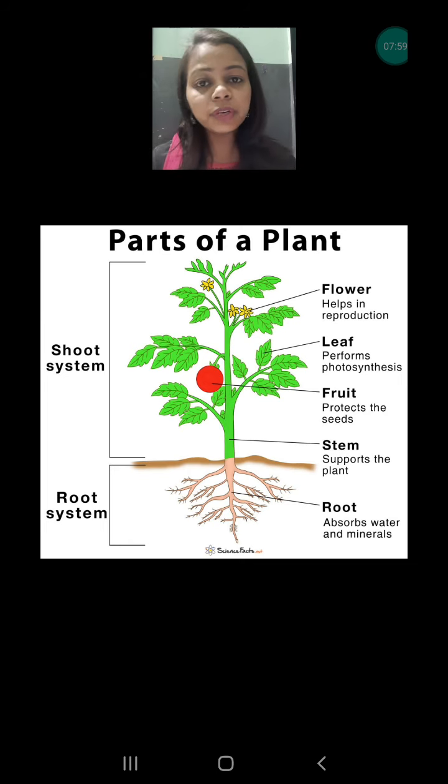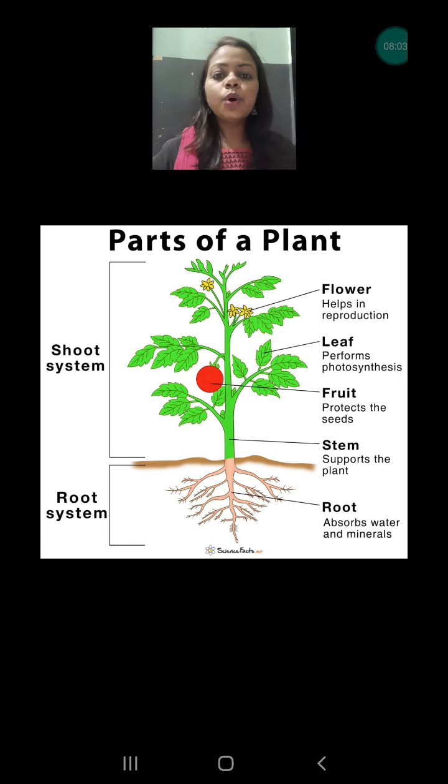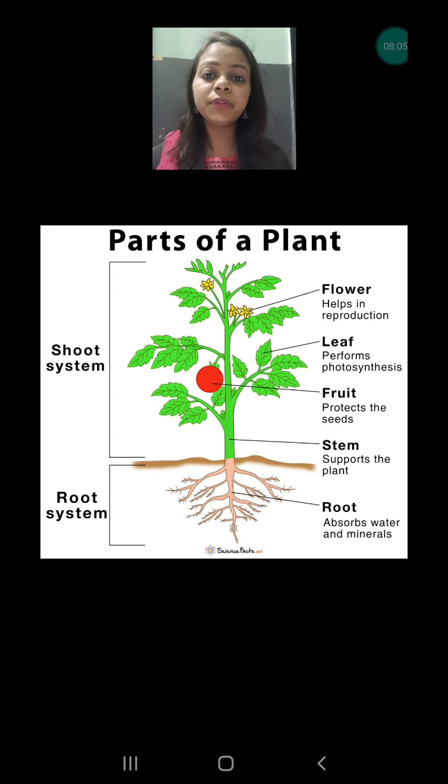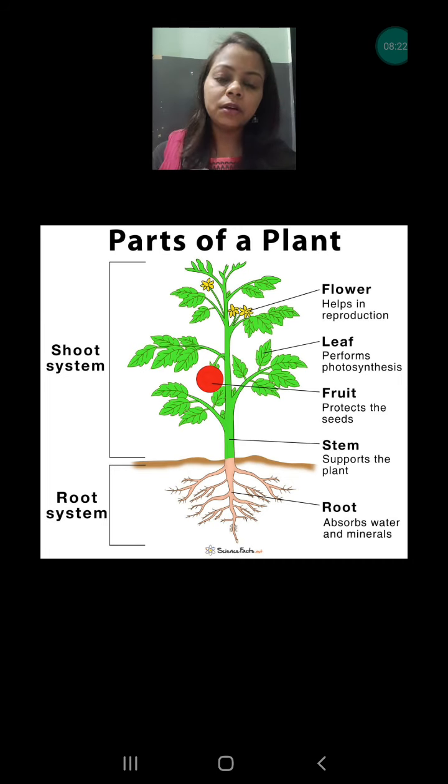Now why is the root important? What is the root doing for the plant? Root absorbs the water and minerals from the soil. As you all know, water is one of the ingredients for the photosynthesis. That means the plant needs that. Without that they cannot survive. So where are they getting this water from? From the soil, obviously. So this root helps the plant to absorb the water from the soil.